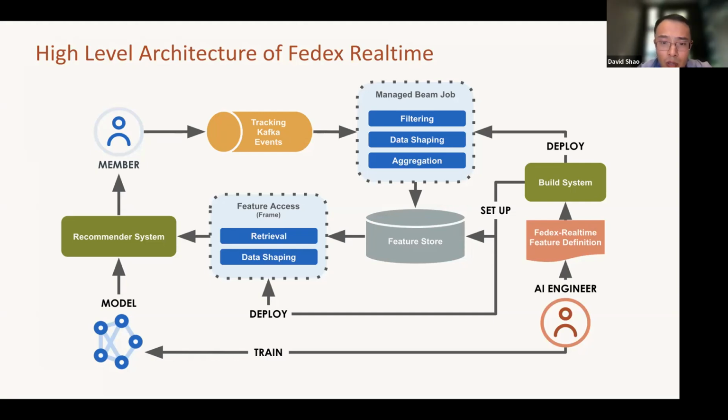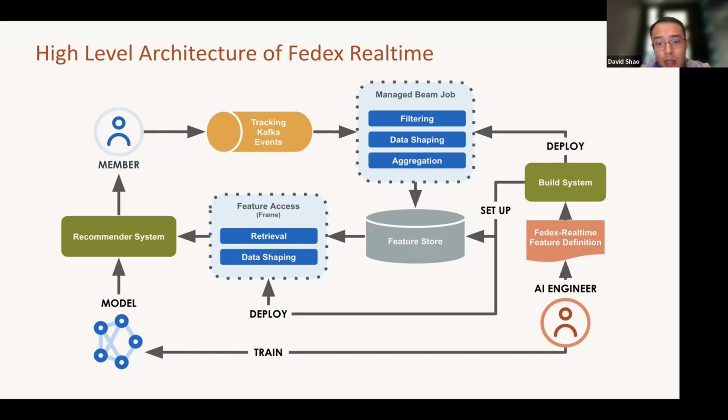Here is a high-level architecture. From the AI engineer's perspective, real-time feature generation is a 3-step process. First, author the real-time feature definition. Then build the definition into managed Beam job artifacts. And finally, deploy the job. After that, the job will be kicked off on the managed Beam platform, and the streaming infra team will manage the job for any platform-related operation. User code has no dependency on runtime infra.